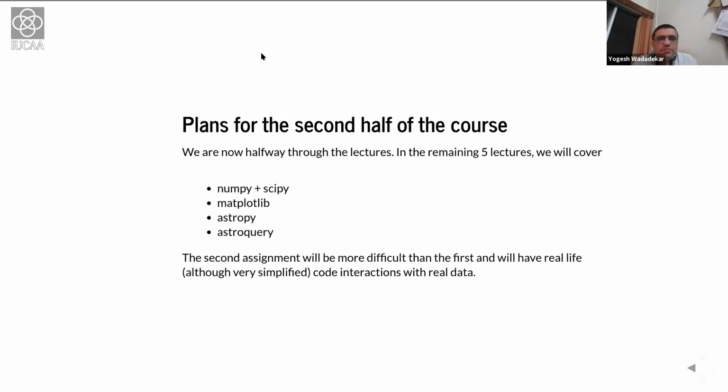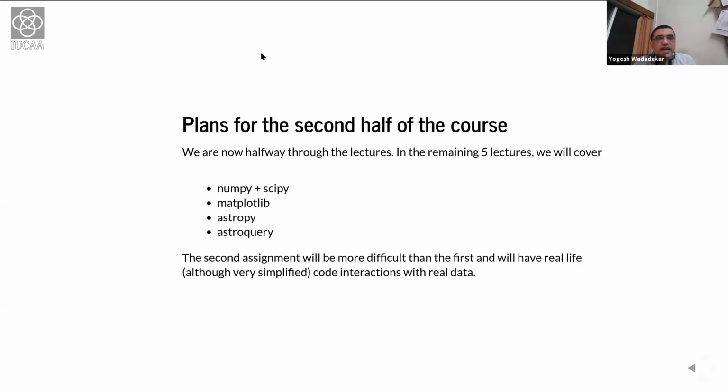So here's a brief outline of the second half of the course. We are now halfway. I've done 5 lectures. In the remaining 5 lectures, we will cover basically third-party modules in Python. We will start with NumPy and a bit of SciPy. I will talk about matplotlib, the main plotting tool in Python, and I will talk about the modules AstroPy and AstroQuery, which are astronomy specific.